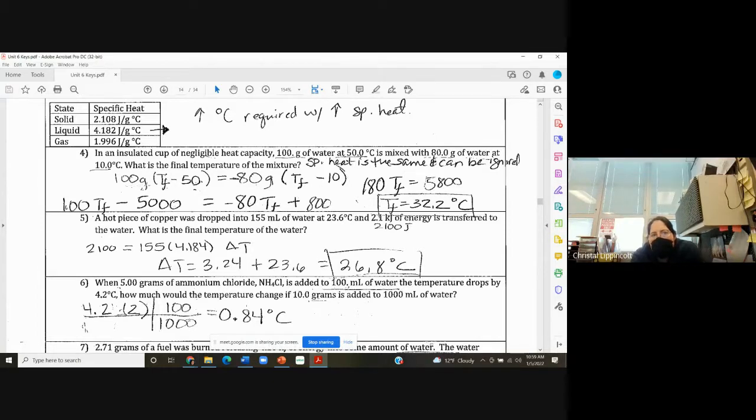And you had 100 grams over here. You had 80 grams over here. T final. So distribute 80 through, distribute 100 through, and just do simple algebra. And then you add like terms. Yeah, that's right. Final temperature. We understand, but I didn't get it before.